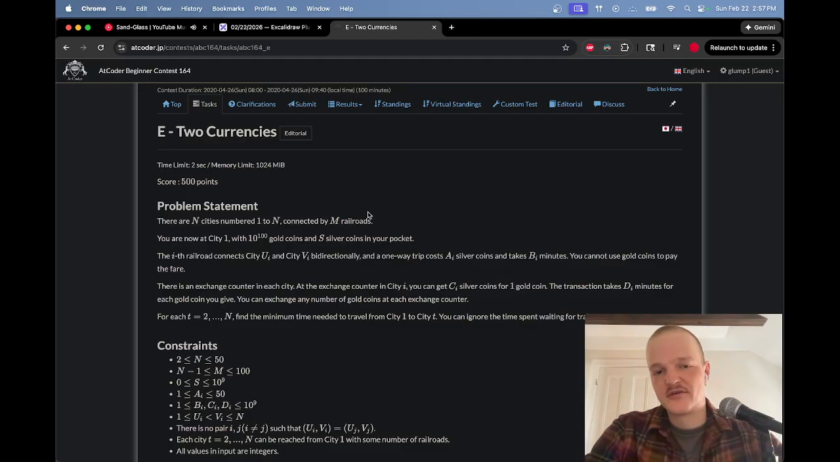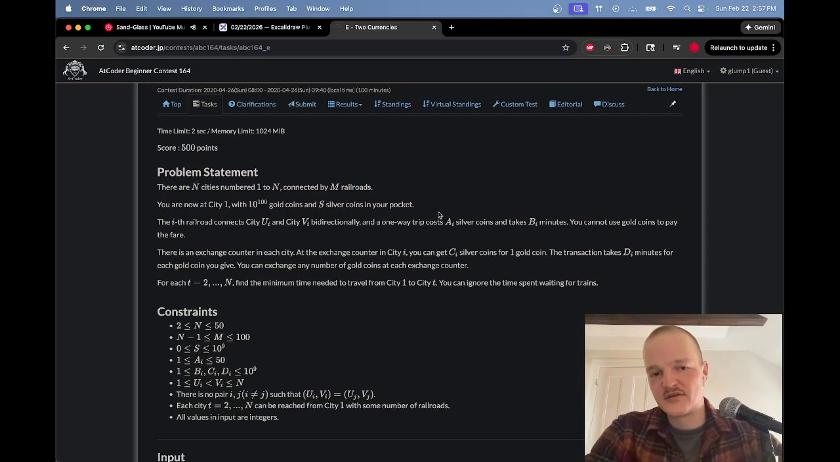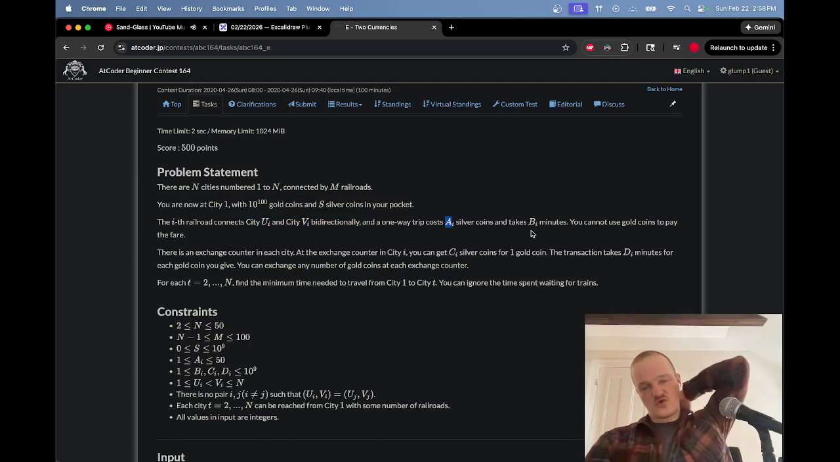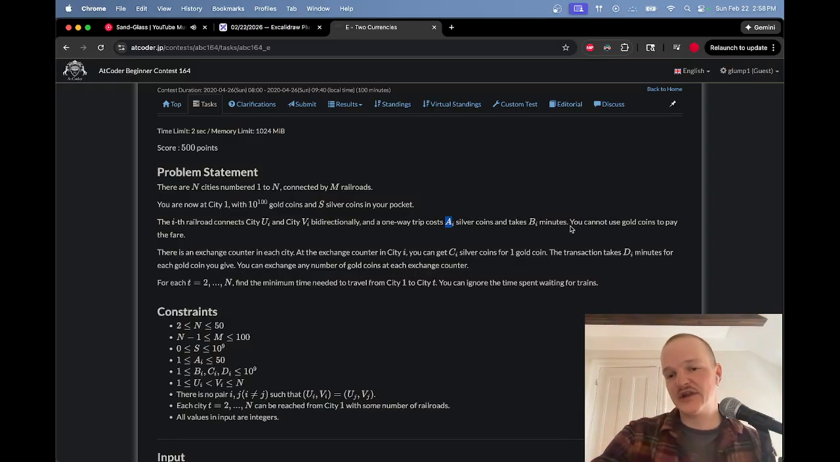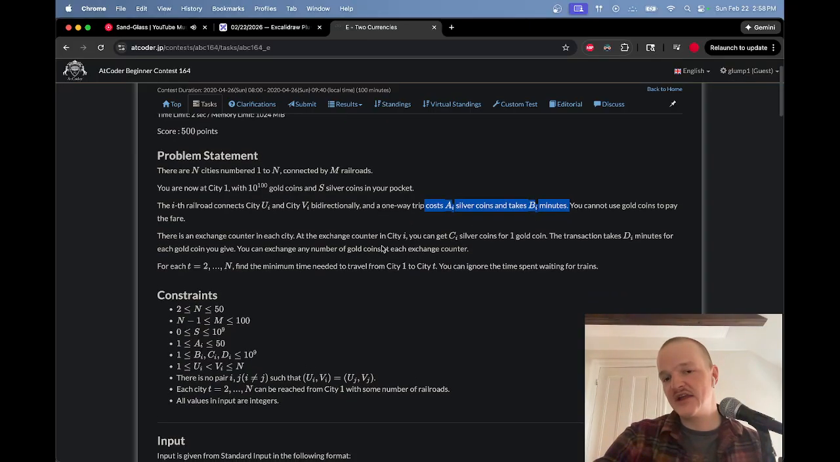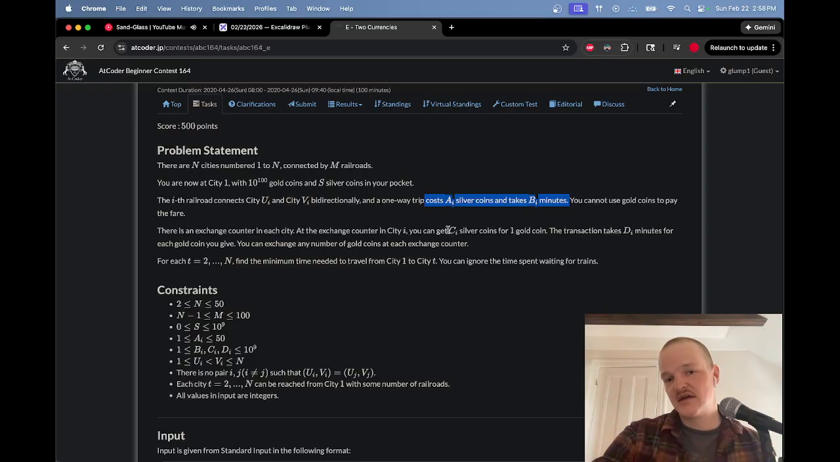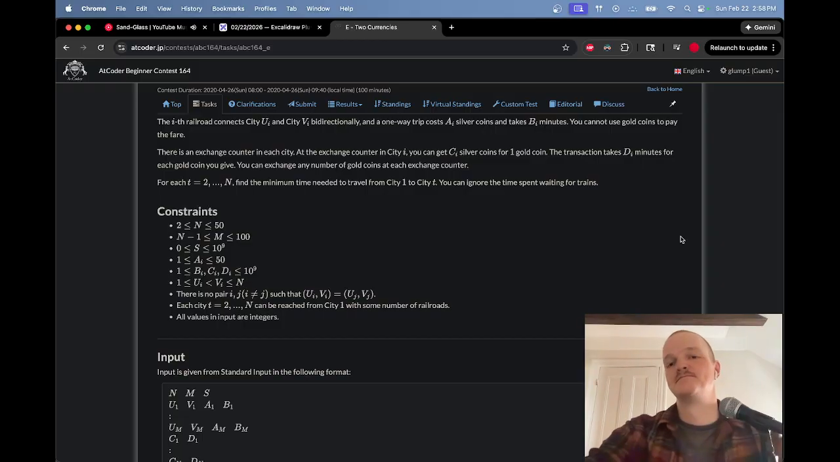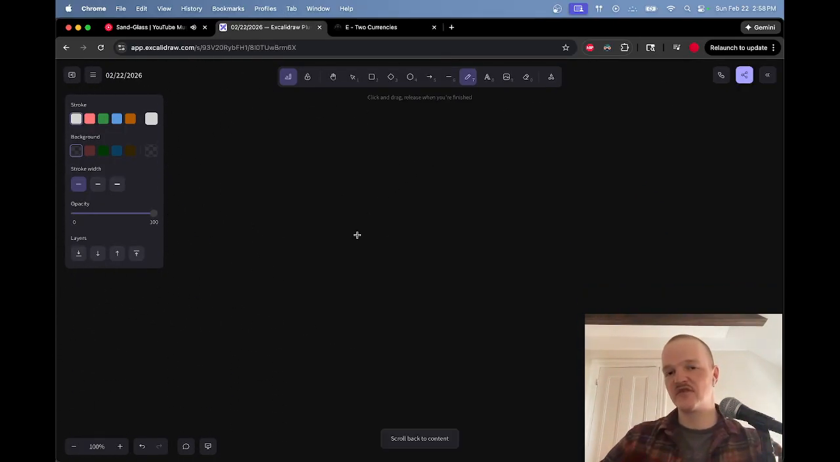2 currencies. So N cities, we have basically infinity gold coins, but S silver coins. There's a road that connects city U and V bidirectionally. It costs A_i silver coins and takes B_i minutes. So there's a lot more going on here immediately, it would seem. You can't use gold coins, but you can exchange them at any given city to get C_i silver coins, and it takes D_i minutes. So there's a lot of variables. But I feel like their wording almost makes it more confusing than it is.